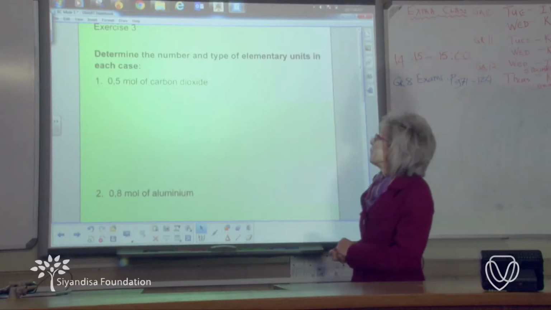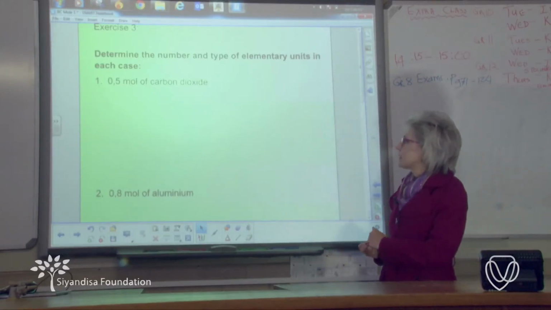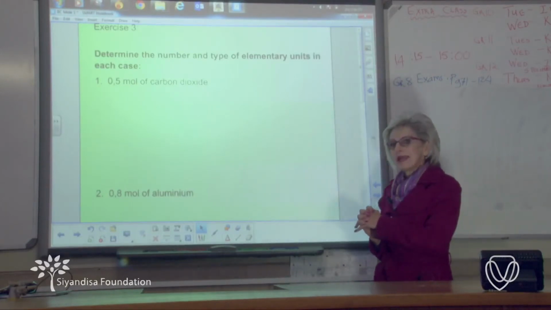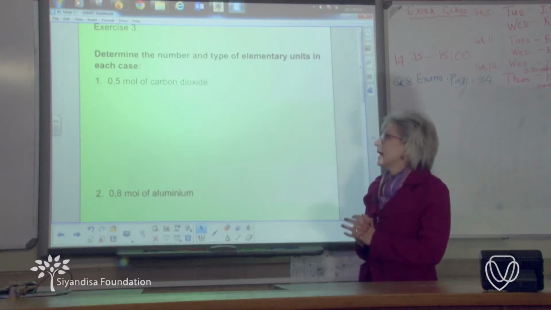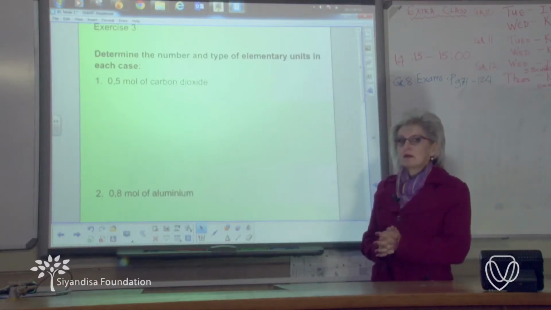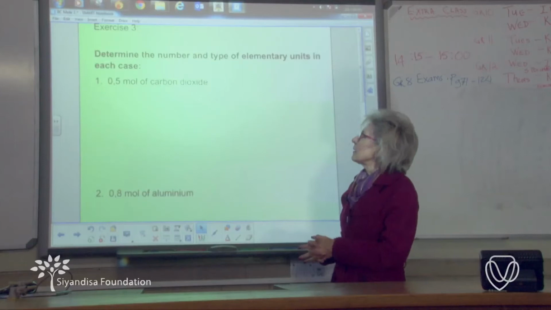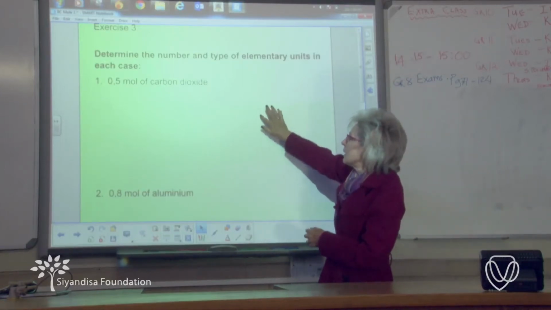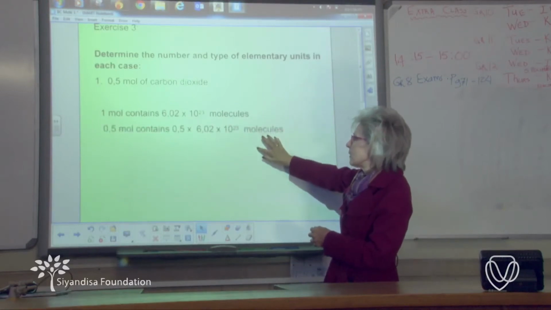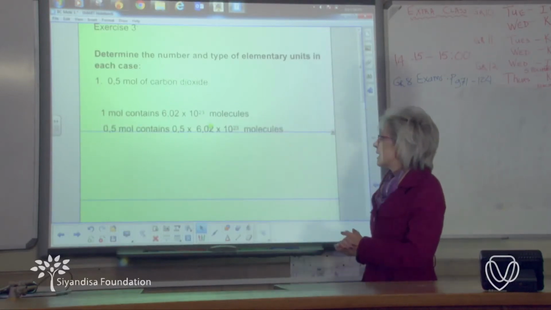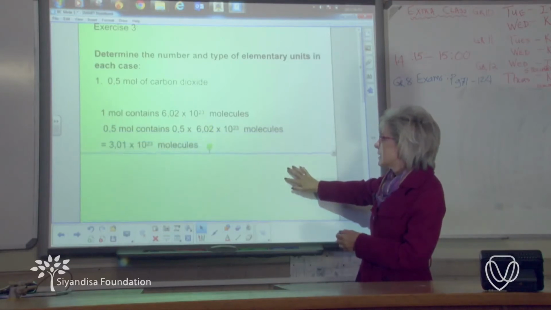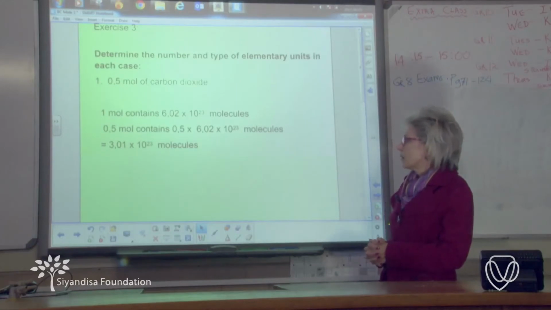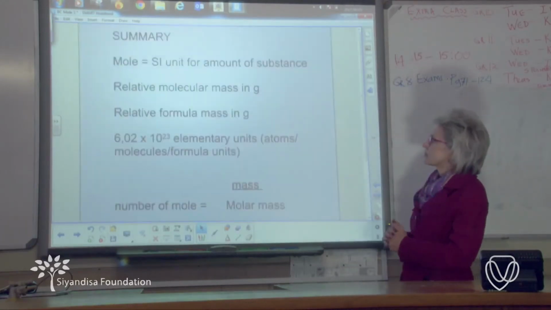This time, the number and type of elementary units in each case, so we're dealing with the carbon dioxide one. Now remember, you cannot do any calculation unless you first convert it to mole. So we've been given mole, therefore this is a straightforward one, 0.5 mole. Therefore, we simply know in 1 mole there will be 6,02 times 10 to the power 23 molecules, and therefore in half a mole, half that amount, which is 3,01 times 10 to the power 23 molecules.